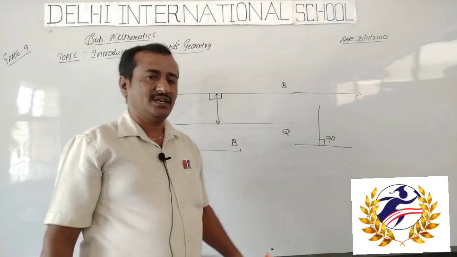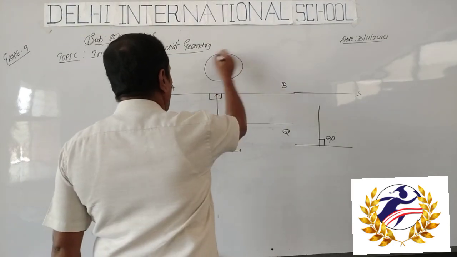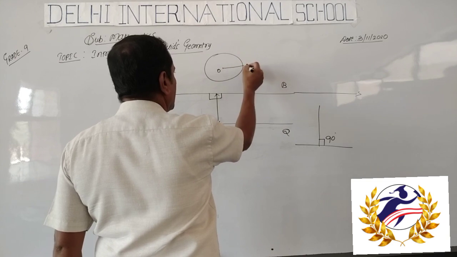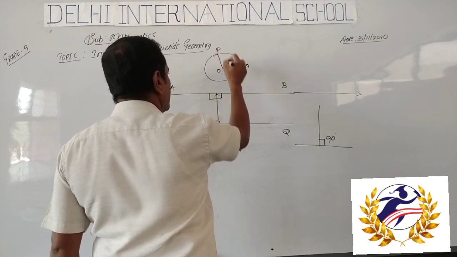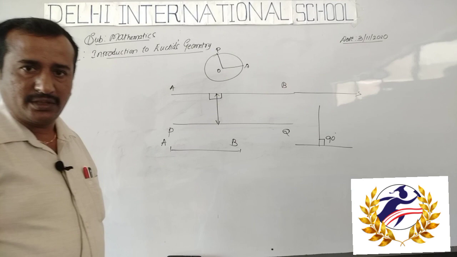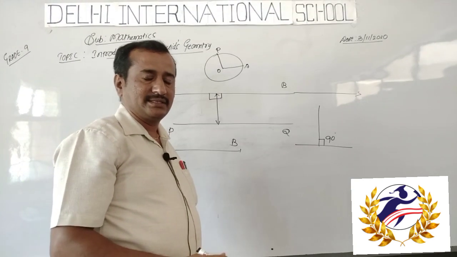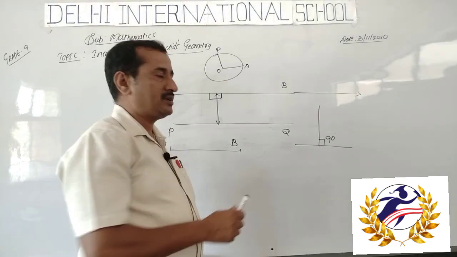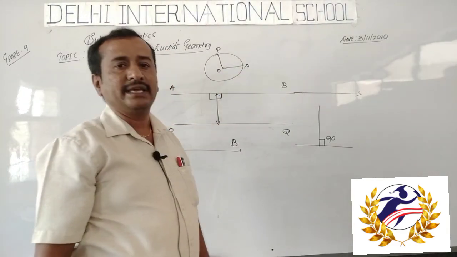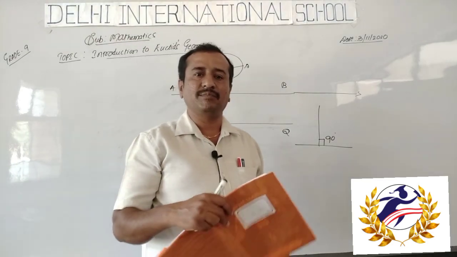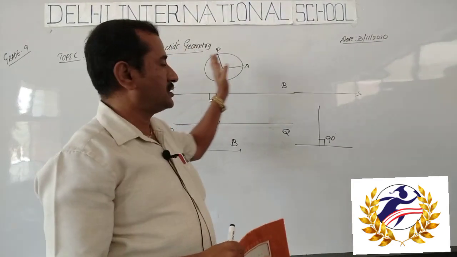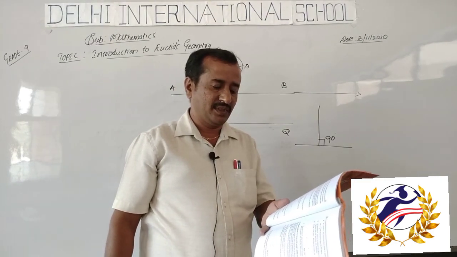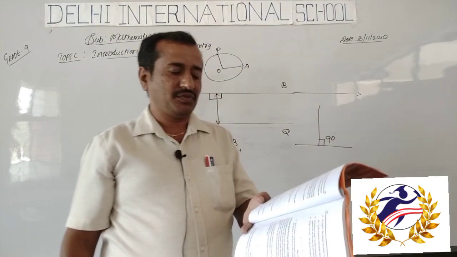What is the radius of a circle? Now, imagine this circle, here OA and OP, OA is equal to OP, they are called radii. What is radius? The distance between the center of the circle and the circumference of the circle is called the radius of the circle. Now move on to the last one, the fifth one, square.